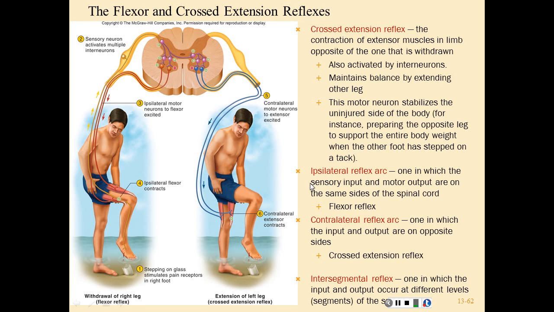So just to go over, our ipsilateral reflex arc is one in which the sensory input and the motor output are on the same side of the spinal cord. And our contralateral is one in which input and output are on opposite sides. So it came in from the right side, but for the contralateral, it crossed, or decussated, to the opposite side of the spinal cord for the reaction to occur. So that's our cross-extension reflex. Our intersegmental reflex is one in which the input and the output occur at different levels of the spinal cord.